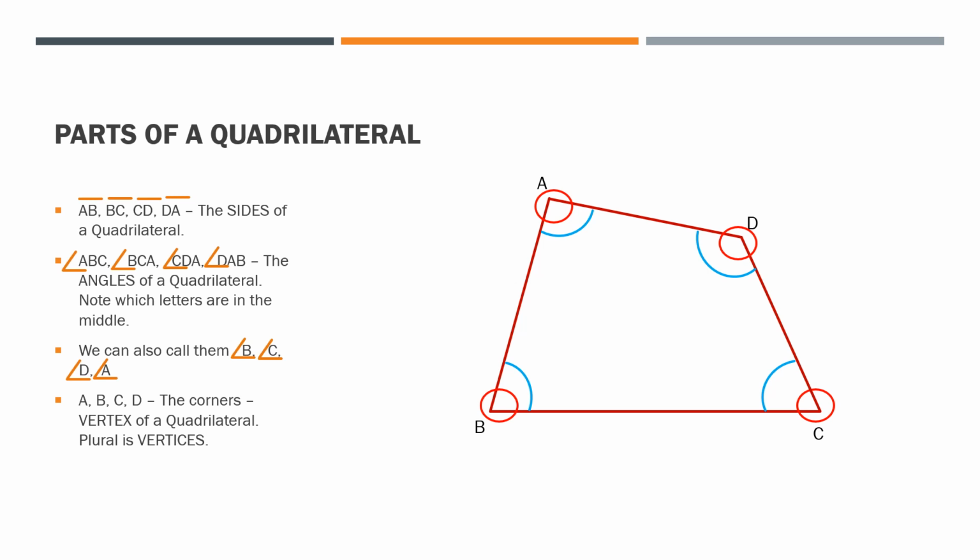Finally, we have got something which is special only for quadrilaterals. AC and BD are diagonals. Diagonals are the lines which are connecting the opposite angles of a quadrilateral. Again, pause your video and complete your notes.